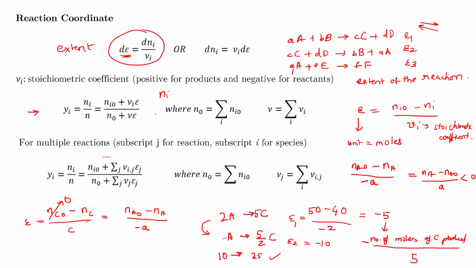Okay, I have written it in the wrong way. Sorry for the mistake. Greater than. So extent is like how many moles have reacted. Okay, it's plus only. Sorry for this.